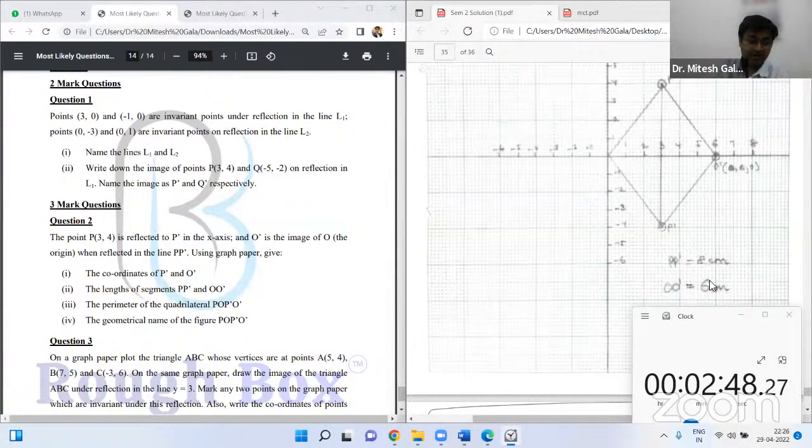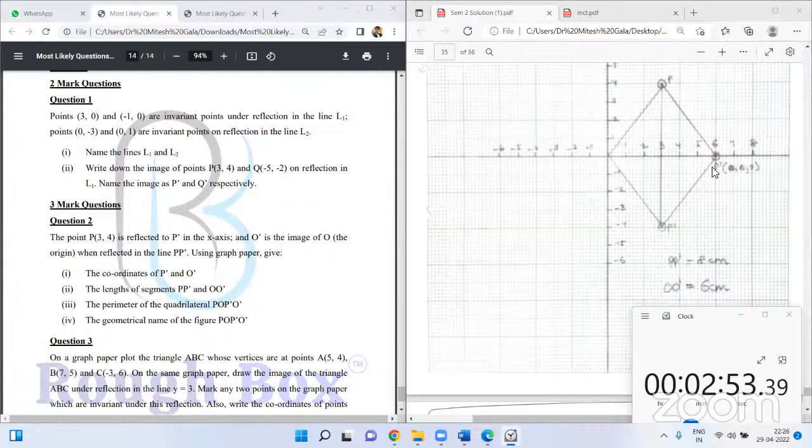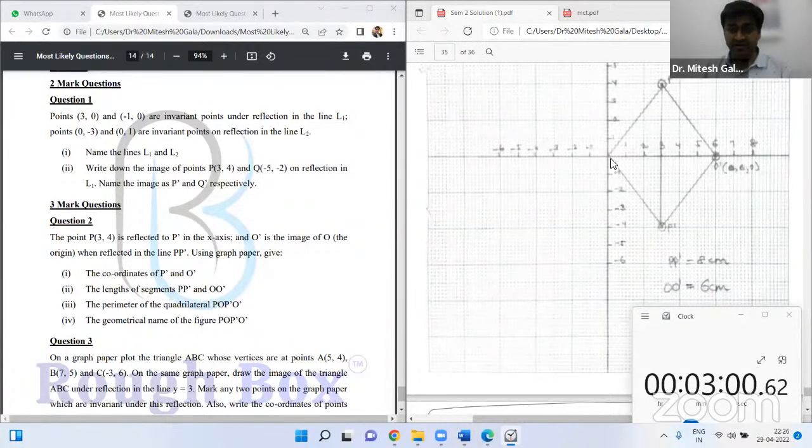You don't have to apply any formula. You simply have to count. Sir, can you please tell how we got 6, 0? Because here the line is here and O is here, so 3 points away to the left. So now it will be 3 points away to the right after reflecting in the line.